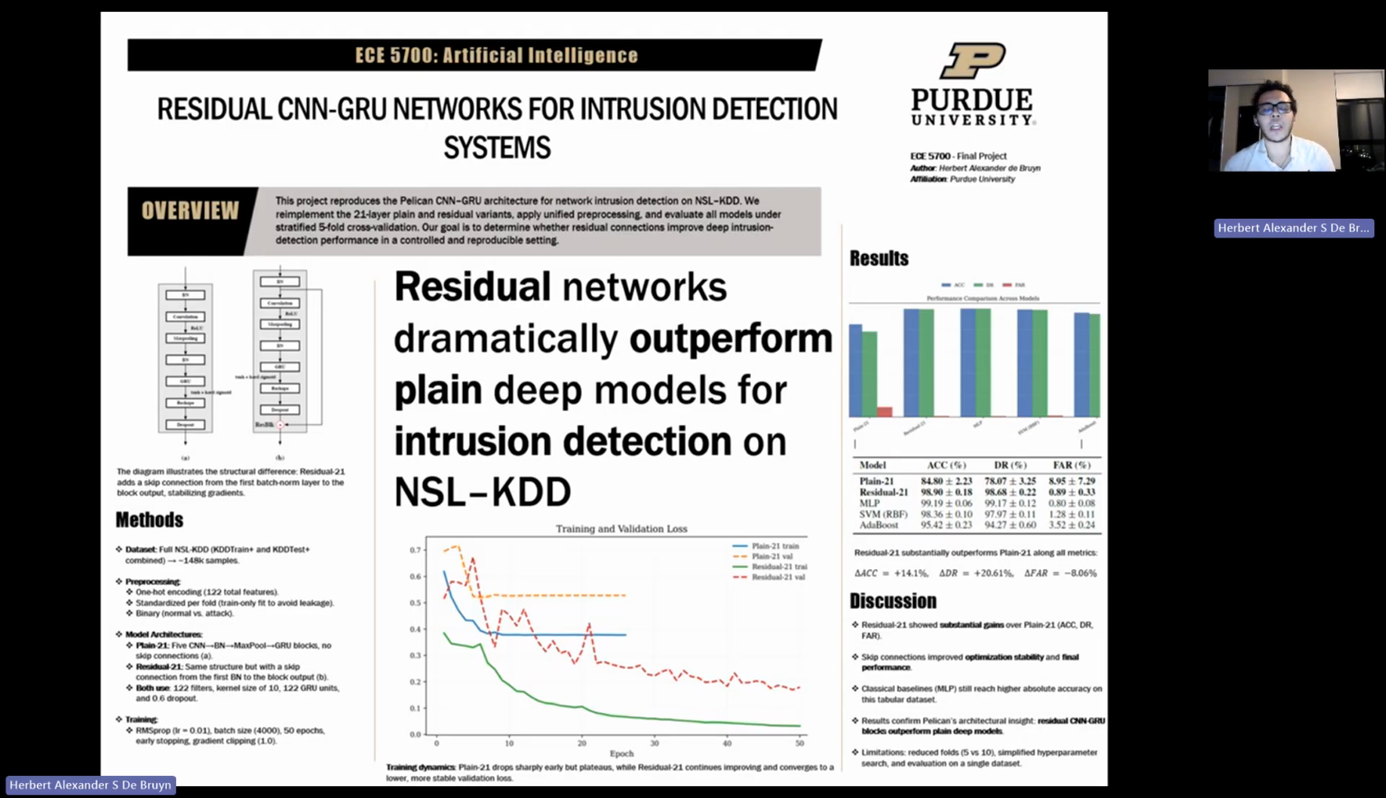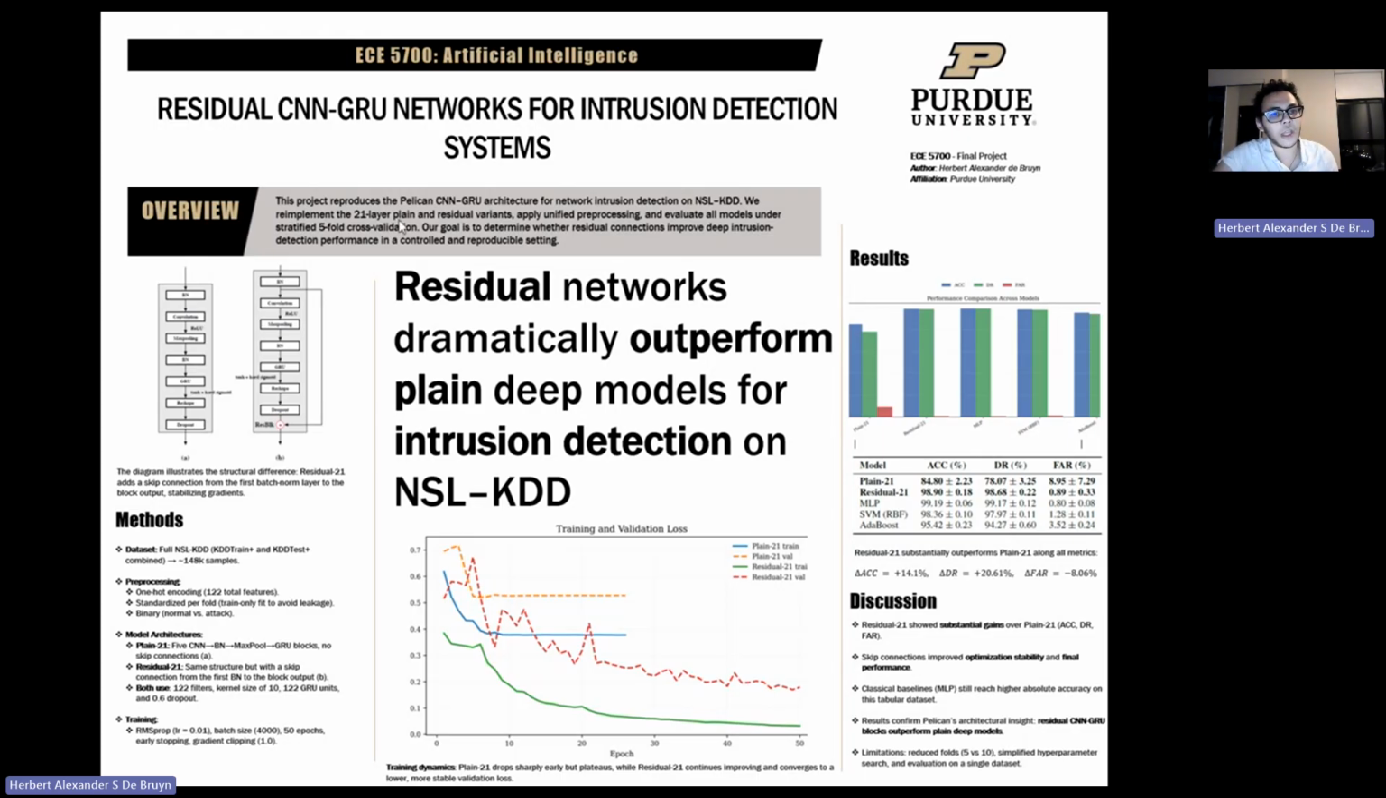And for the sake of it actually being a tiny reproduction, I'll only be approaching one of the claims that they discuss in the paper, which is that for fixed depth, residual networks outperform plain networks on accuracy, detection rate, and false alarm rate. I'll also only be analyzing one of the architectures, the shallow one they discussed, the plain 21 and the residual 21, as well as a five-fold cross-validation instead of a 10-fold cross-validation.